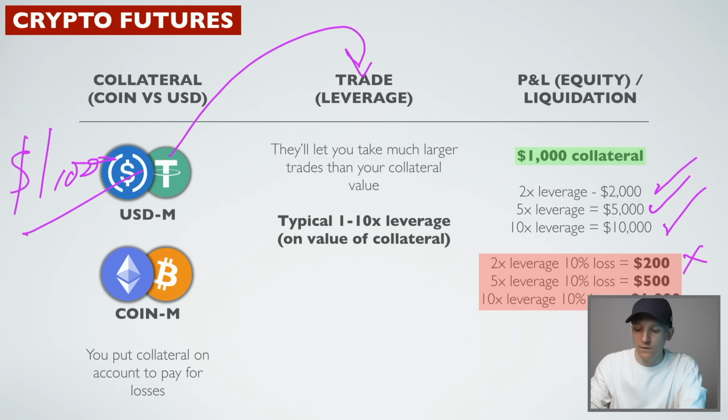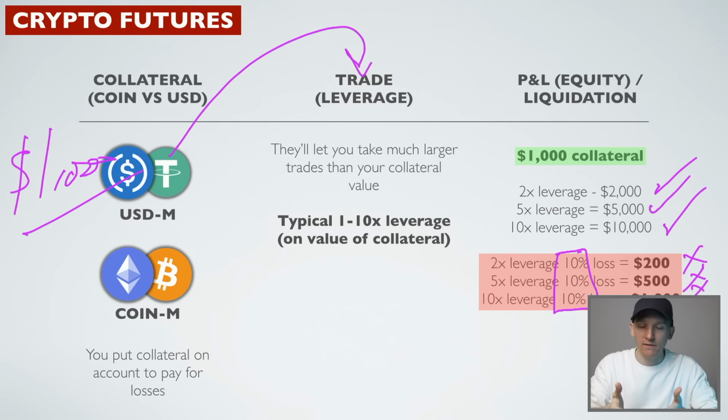That's now $200. If you have 5x leverage, that same 10% move is now a $500 loss. And if you're using 10x leverage, a 10% move is a $1,000 loss, which wipes out your entire collateral. That's what's known as liquidation.